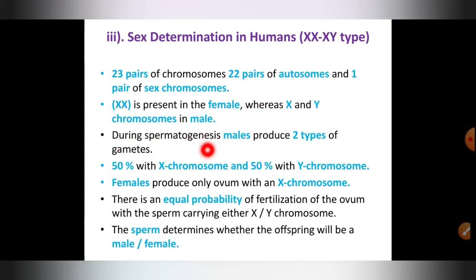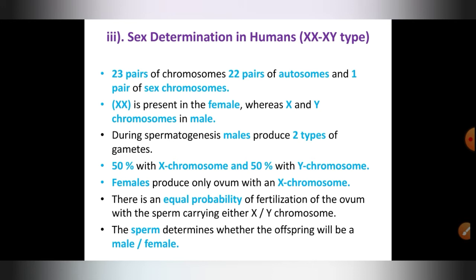During spermatogenesis, male produces 2 types of gametes. After the spermatogenesis process, male will produce 2 types of gametes. 50% of the gametes will be with X chromosome and 50% will be with Y chromosome. Did you get it? After spermatogenesis, for example, consider there are 4 sperm cells. Of these, 2 gametes will be with X chromosome and 2 gametes will be with Y chromosome.